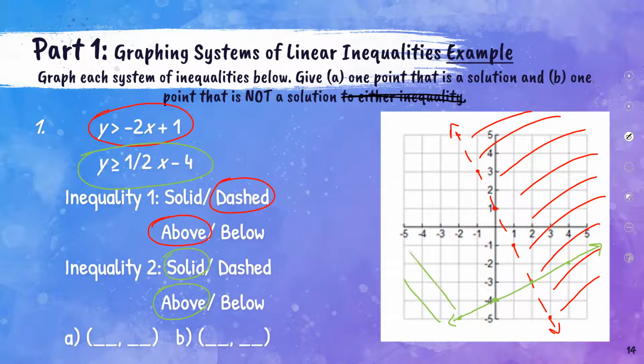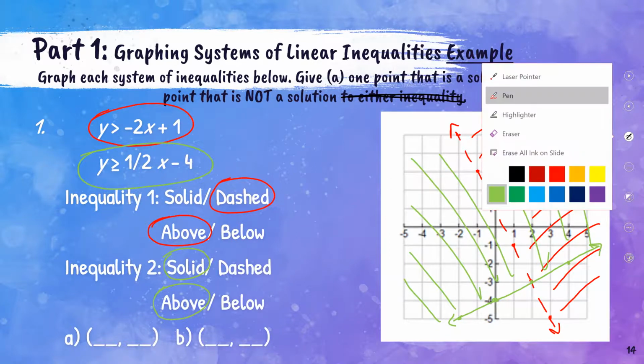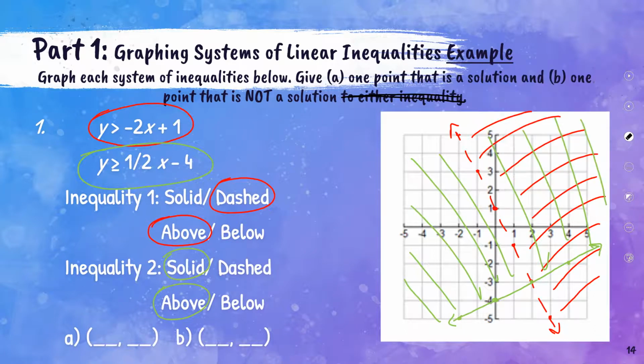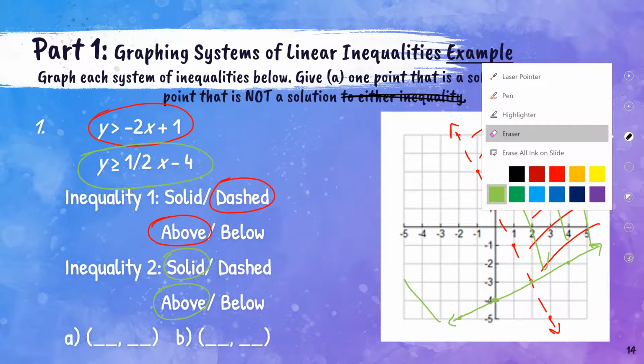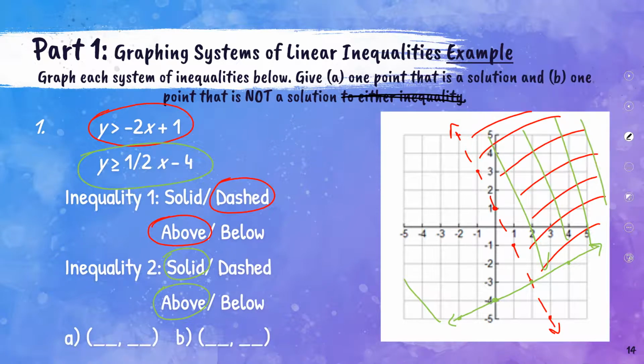Normally, we would shade in the entire region above. But because we're solving a system, we're trying to figure out where these overlap. So if I'm looking at just where they overlap, we're in this top right-hand region. I'll highlight it for you guys. So this is the region that is the solution to our system of linear inequalities.